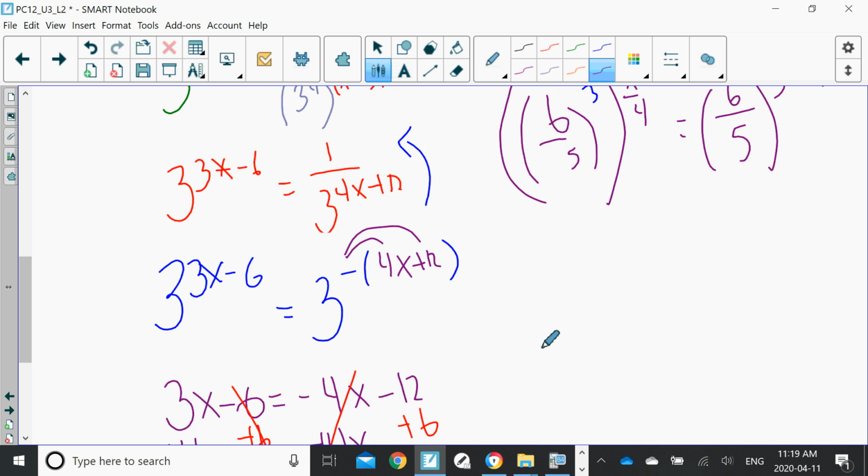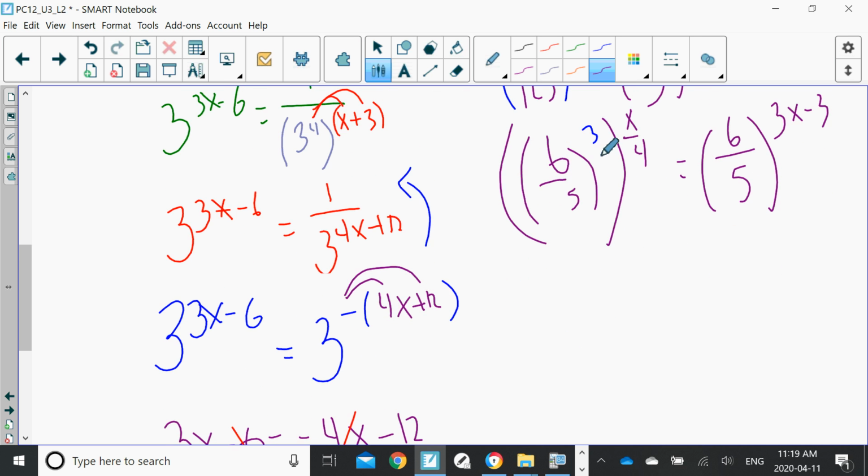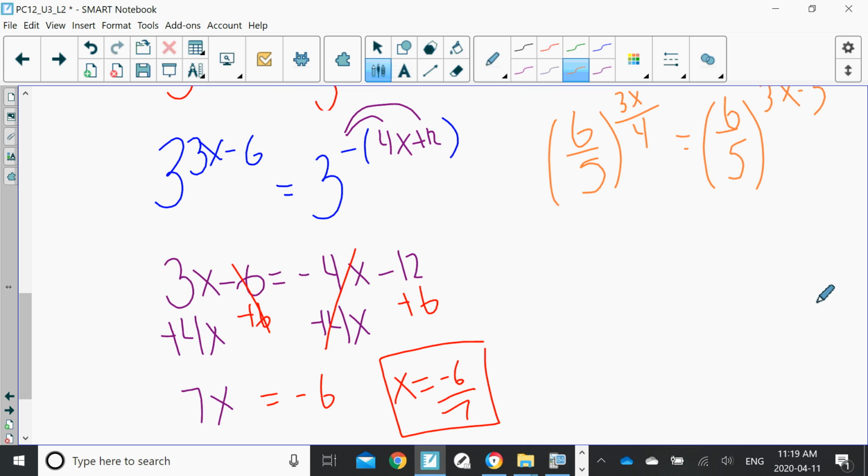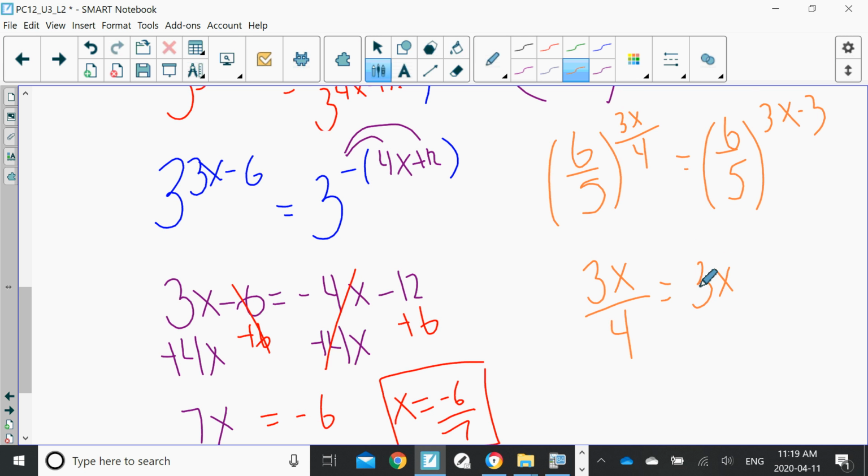My bases are 6 over 5. I'm just going to clean this up. I'm going to multiply that 3 times the 1x. So on the left-hand side, I would have 6 over 5 to the power of 3x over 4 is equal to, on the right-hand side, 6 over 5 to the power of 3x minus 3. Bases are the same. Drop your base and you equate your exponents. So 3x over 4 is equal to 3x minus 3.